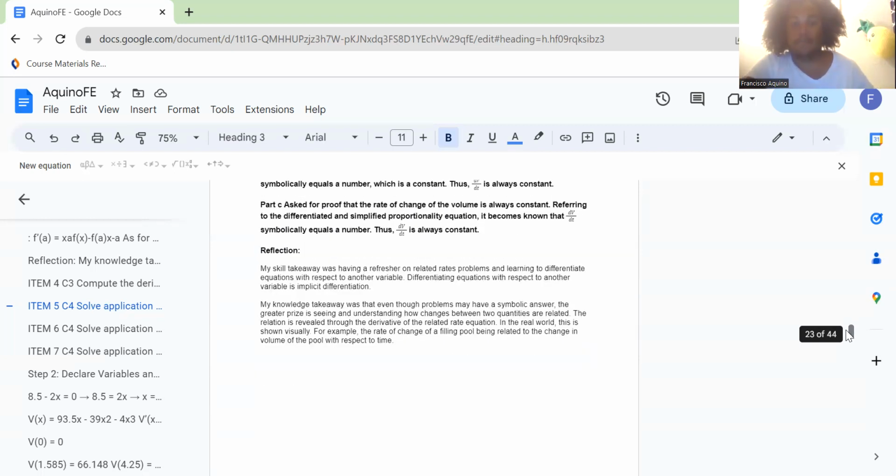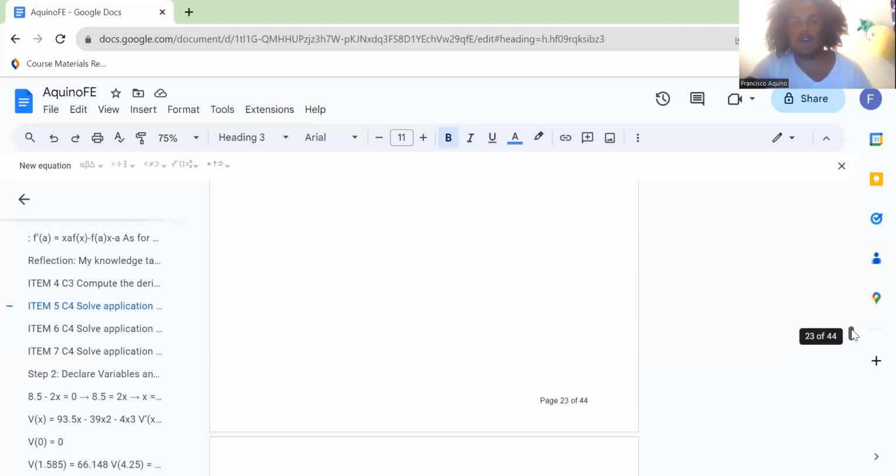And then for the reflection, my skill takeaway was being able to do some related rates problems, learning to differentiate equations with respect to another variable. I needed a refresher on this topic. And my knowledge takeaway for this problem was you don't always get a number when you're solving a problem. You get a symbolic answer, and that's okay, because with those problems, they want you to focus on the relationship between two quantities or two equations and what they're trying to describe. So now that I'm finished here, I will move on to item 7.